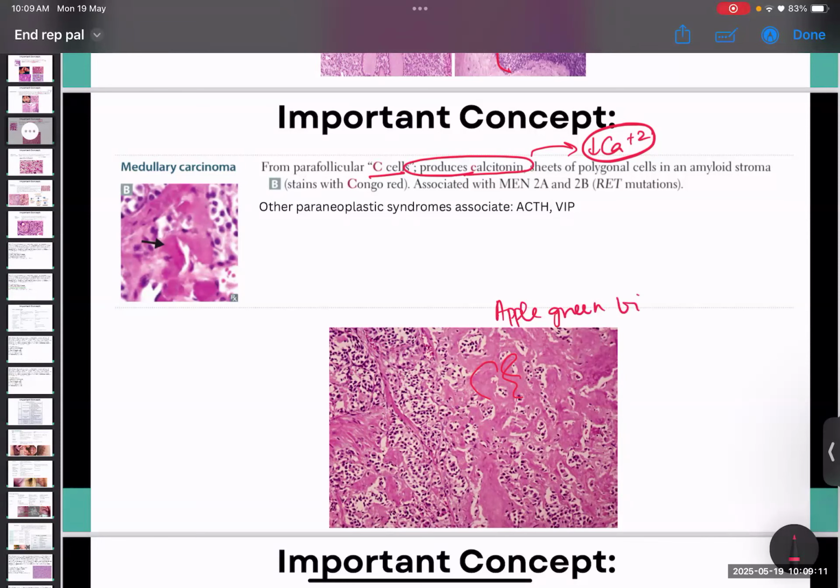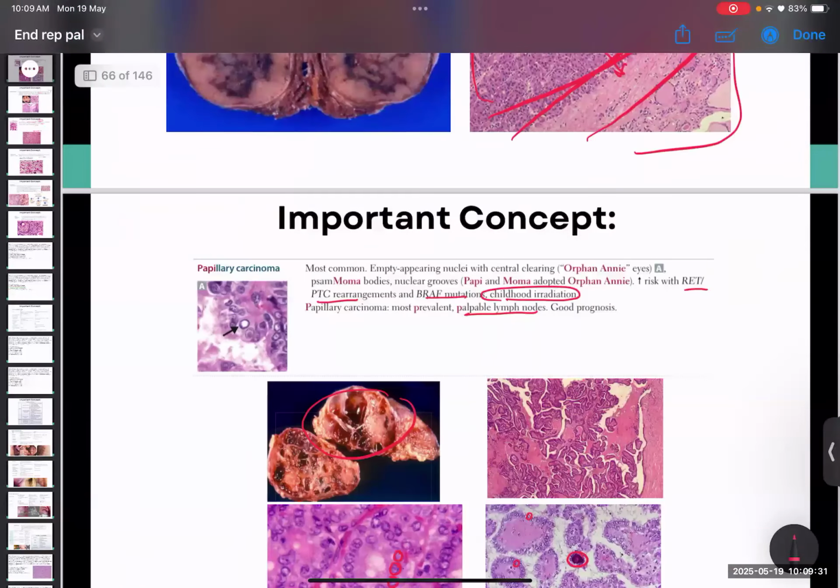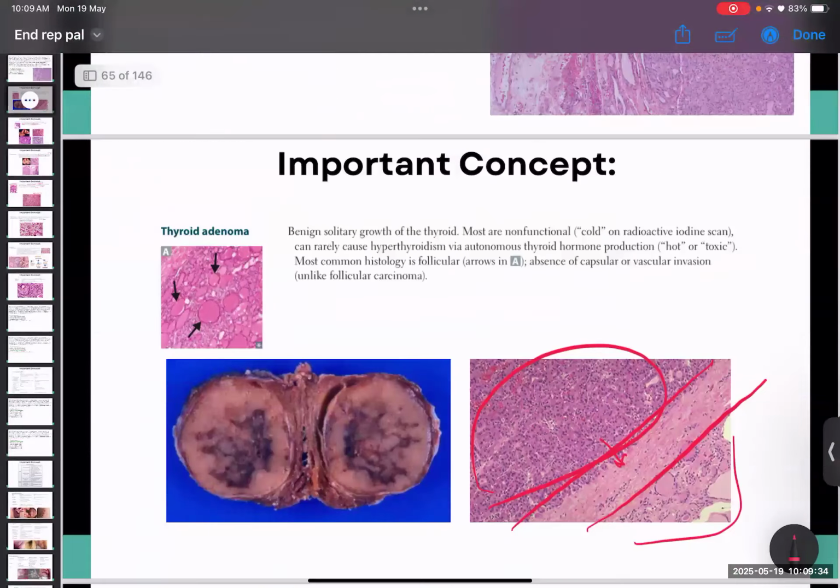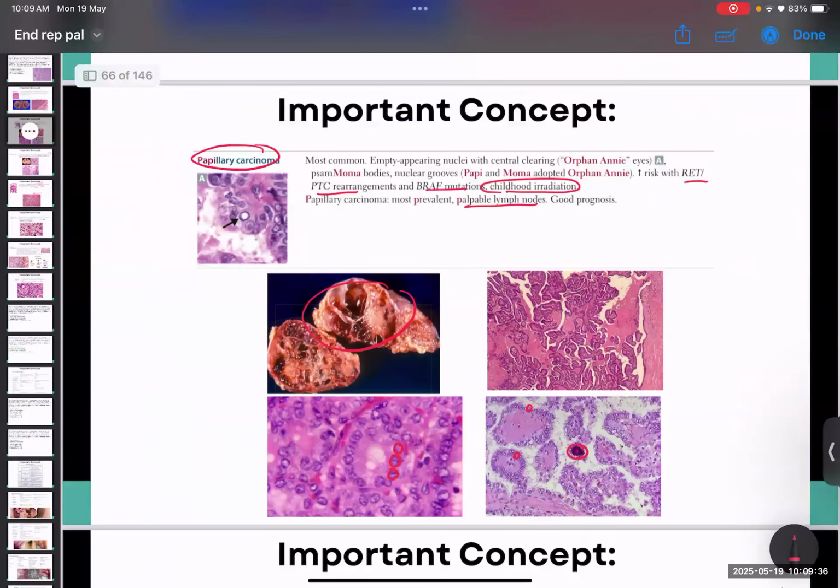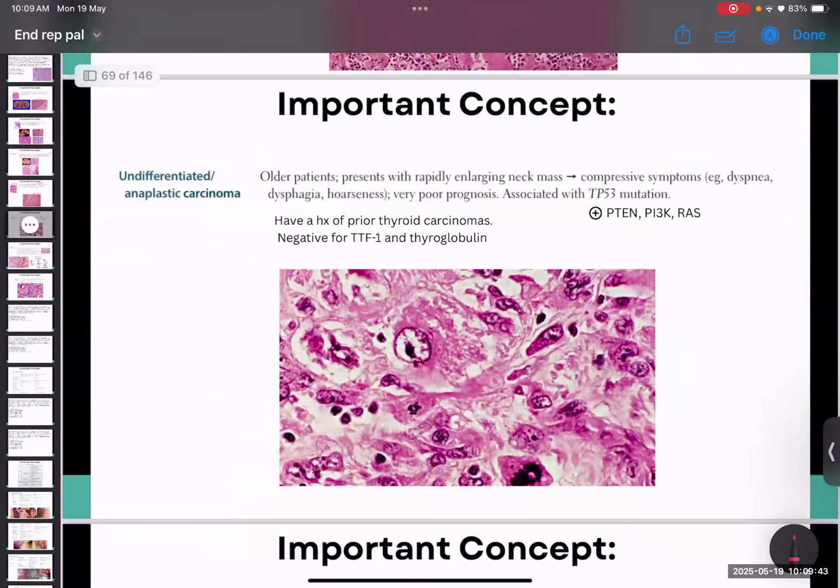And these are usually associated with MEN2A and 2B mutations, mainly RET mutations, and other paraneoplastic syndromes associated with medullary carcinoma are abnormal ACTH production or vasoactive intestinal peptide production. And one thing that I want to clarify here is that if you only see RET mutations, then it's probably medullary carcinoma. However, if you see RET mutations with PTC rearrangements, then it's definitely papillary carcinoma. Okay, so you have to have RET with PTC, because if you only have RET, then it's medullary carcinoma.